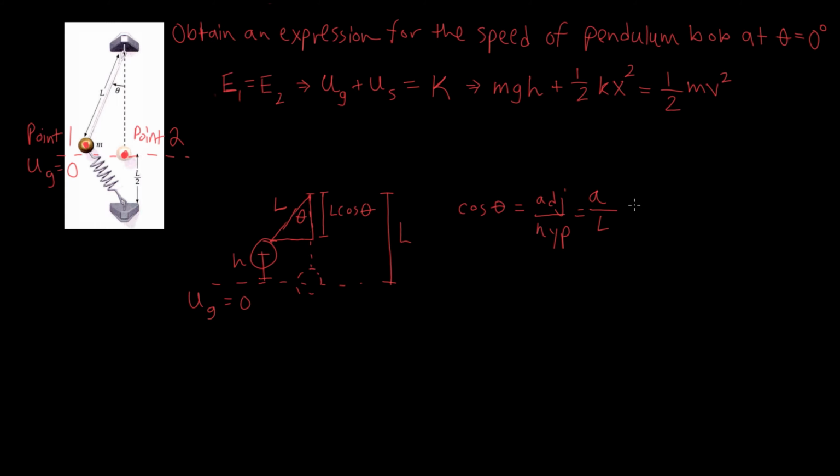And so since we're solving for the adjacent side, or we're solving for the value of A, let's just multiply both sides by L, and then we can isolate A. So we notice that the adjacent side is equal to L times the cosine of theta, which is this length right here, L cosine theta. So that's the adjacent side to the triangle.